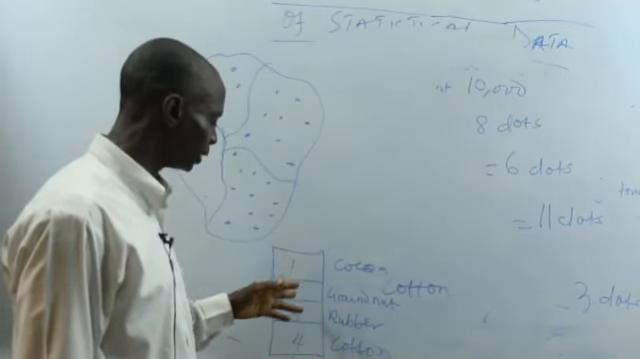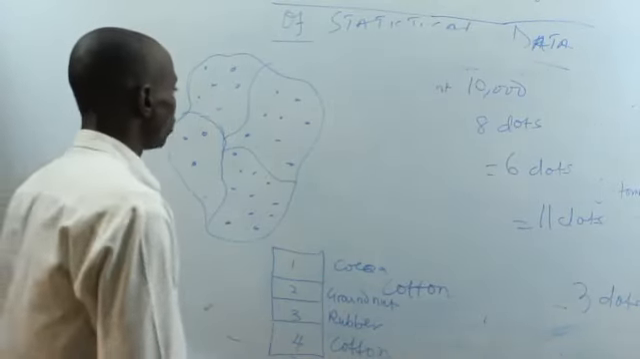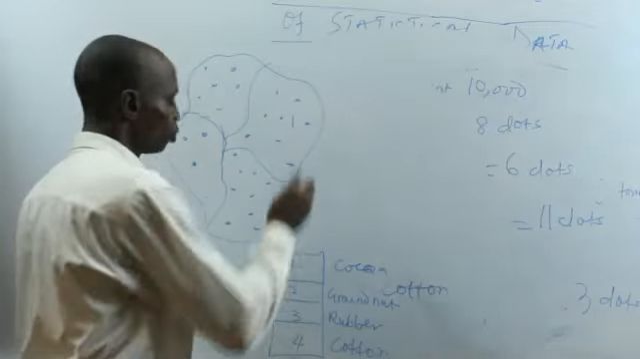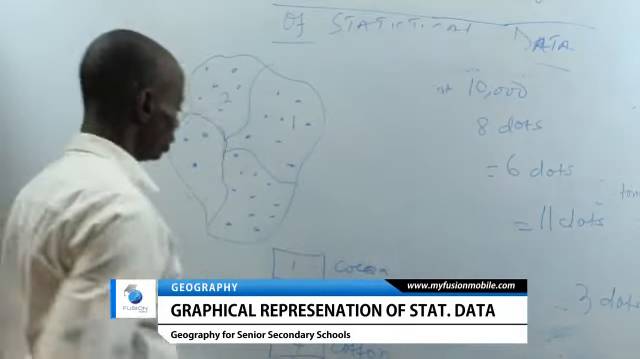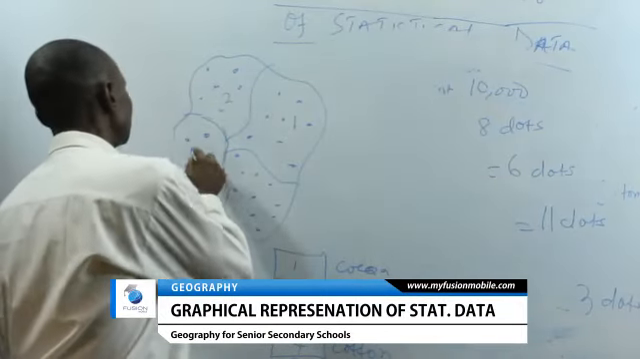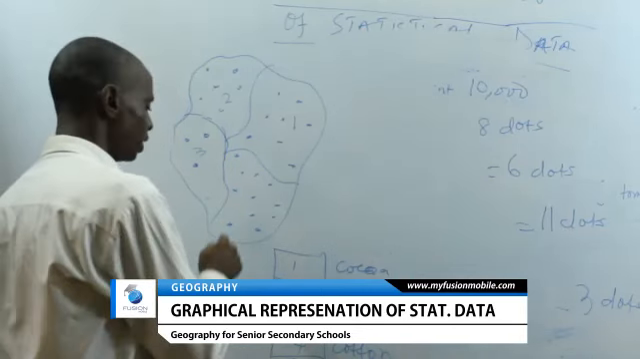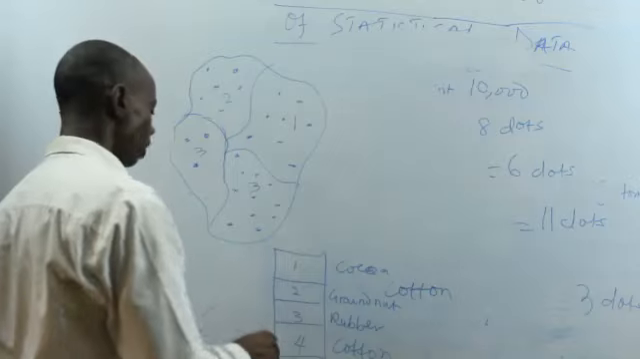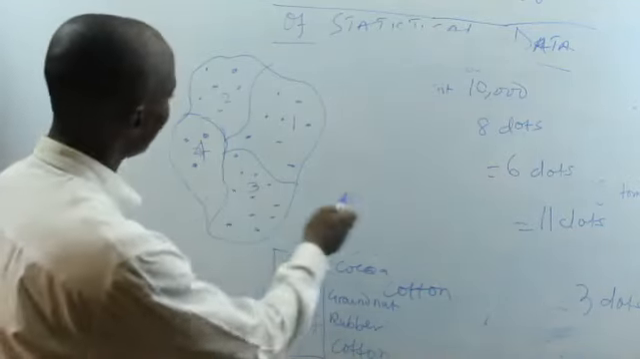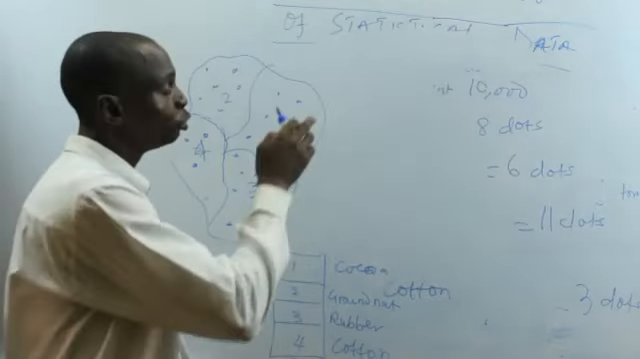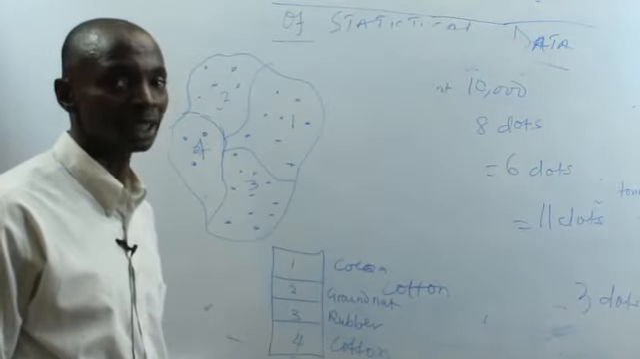Then you bring the key down. Number 1 is what? Cocoa. That is number 1 here. Number 2, granite. This is number 2. Number 3, rubber. This is number 3. Number 4 is cotton. This is number 4. Now this is how we use dots in representing statistical data.